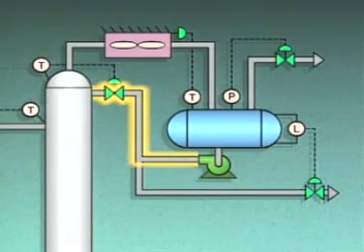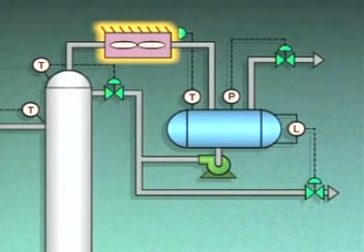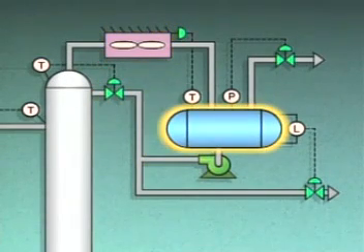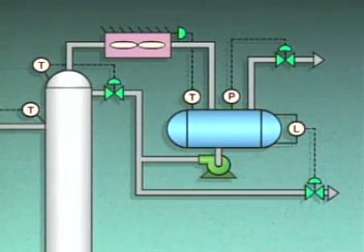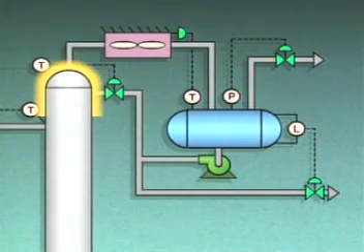A decrease in the amount of reflux entering the tower means that more of the heavier components remain as vapors and reach the condenser, where they are condensed and sent to the overhead receiver. The increase in vapors in the tower also raises the temperature in the tower.